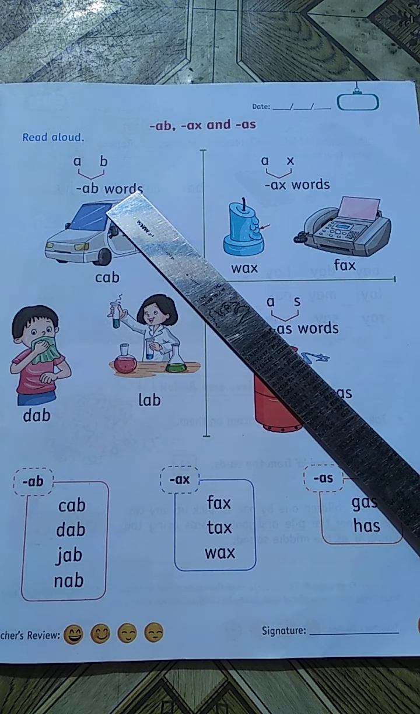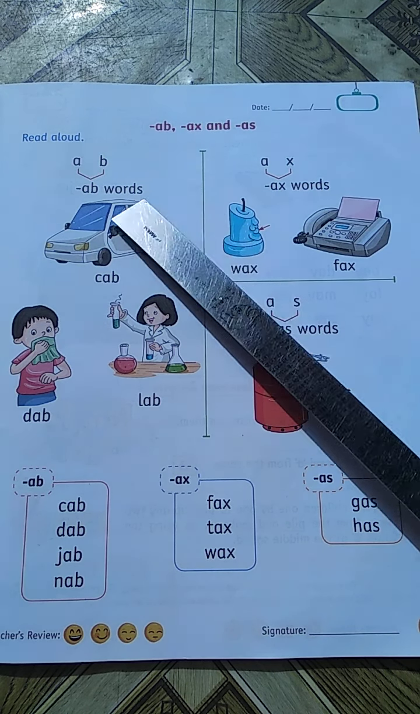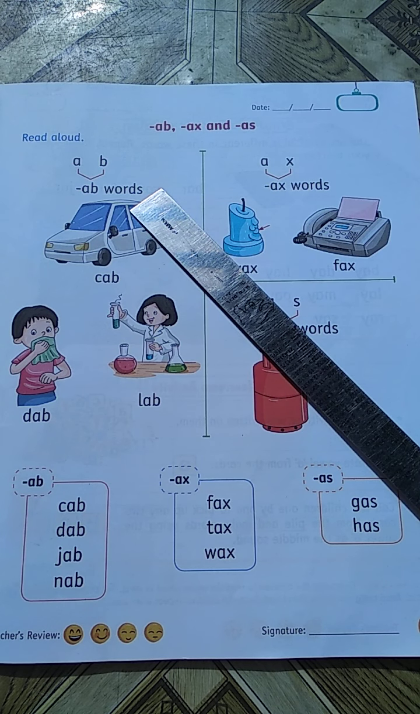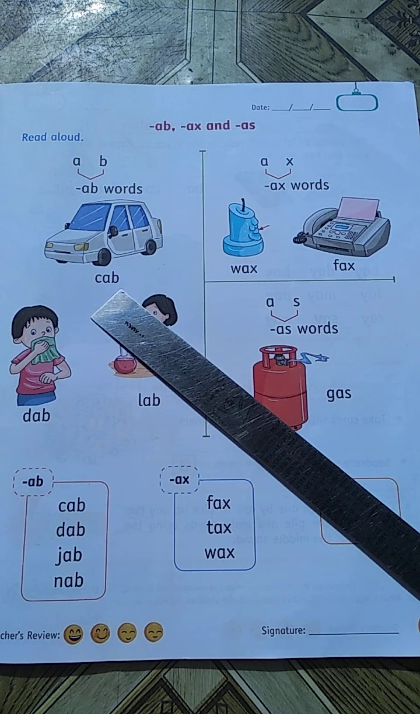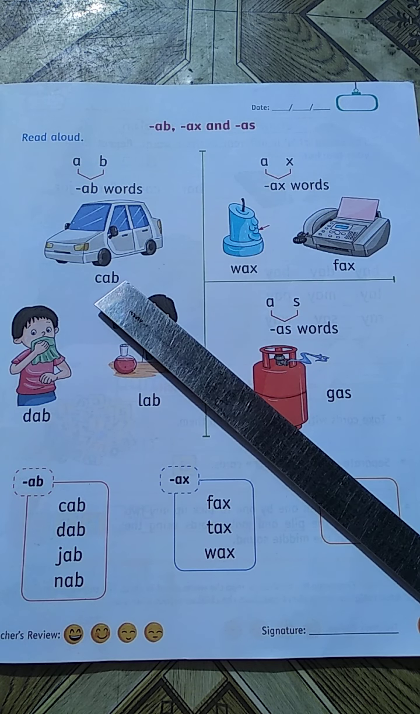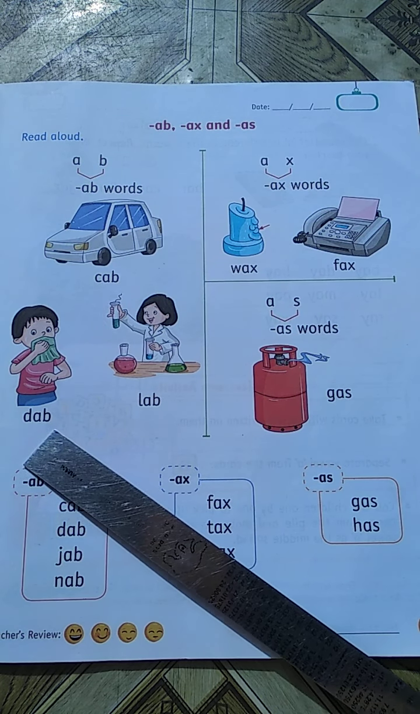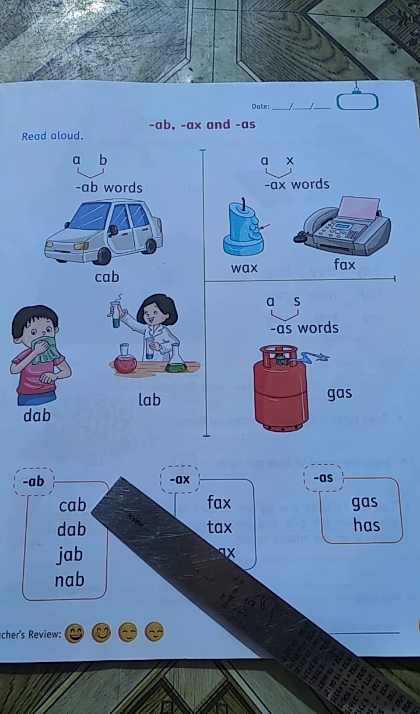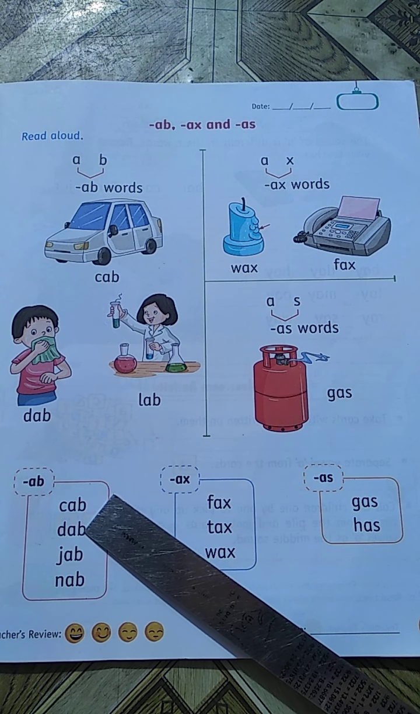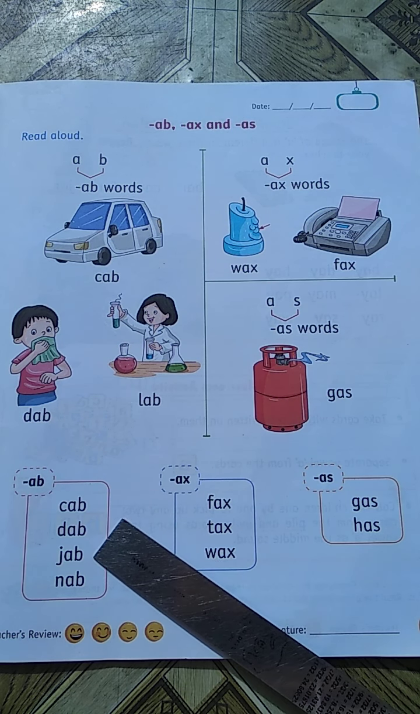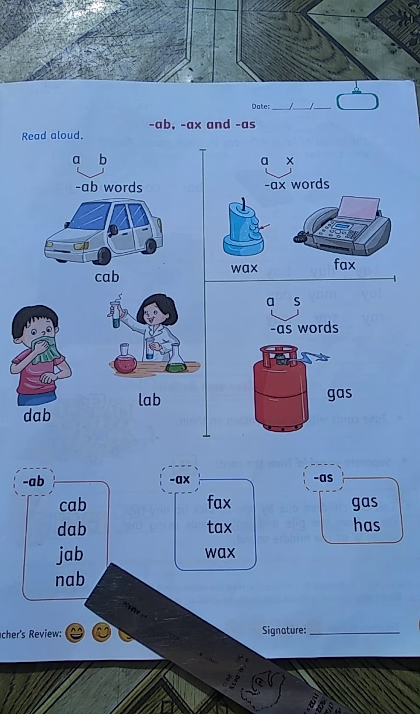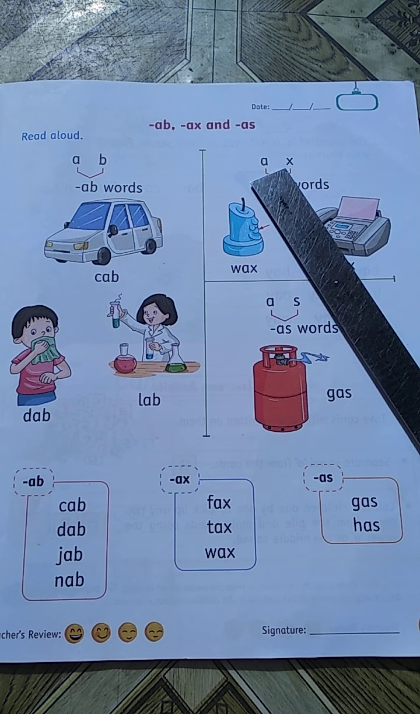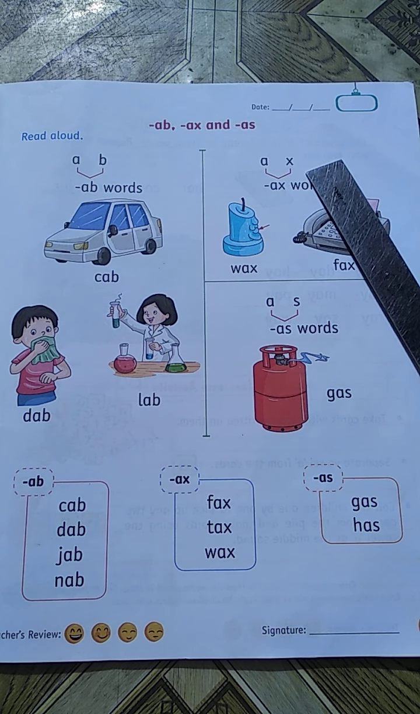A sounds A and B sounds B. Ab words. Now we will see the words which are formed by adding ab. Repeat after me. Cab, dab, lab. Now again, cab, dab, jab, nab. Very good.